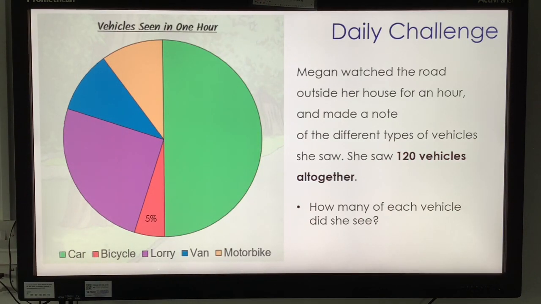So, here is your challenge. Now you notice it's very, very similar, but you've been given a different percentage. So you've got to work out that Megan saw 120 vehicles altogether. How many of each vehicle did she see? So again, you know your 100%, you know your overall amount. Can you spot anything useful and piece it together and see if you can work it out? Pause the video, have a go.